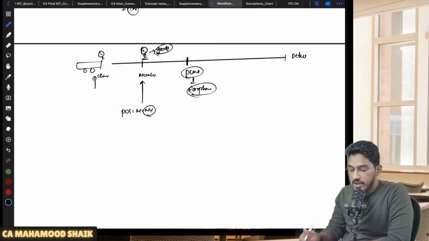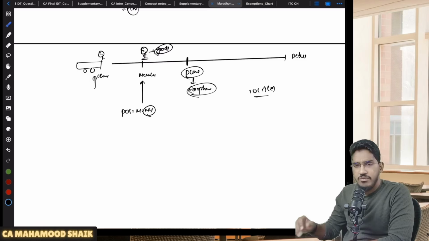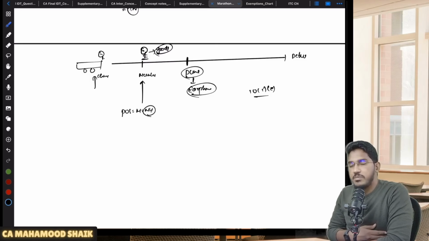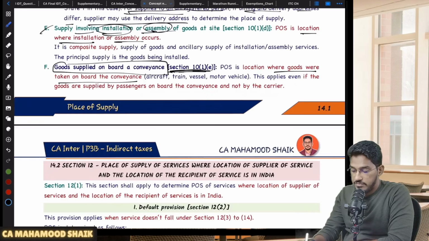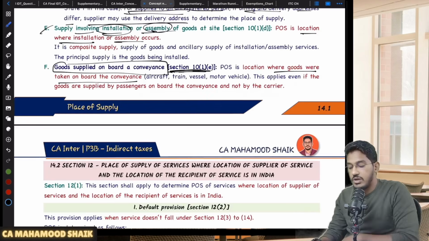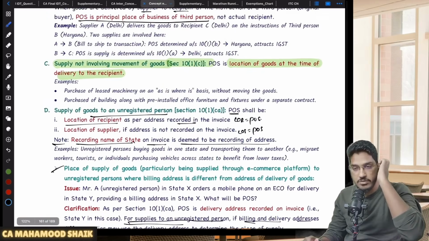Clear and comfortable, everybody? So this is what 10 subsection 1 clause E says. In case of supply of goods on board a conveyance, whether by that conveyance operator or by any passenger, the place of supply will be the location where the goods are taken on board the conveyance. Clear? That's all, my dear students. These are all the different circumstances in case of supply of goods and how to determine the place of supply. I hope you are all able to understand.